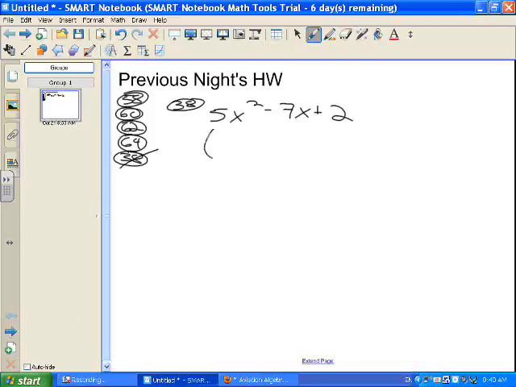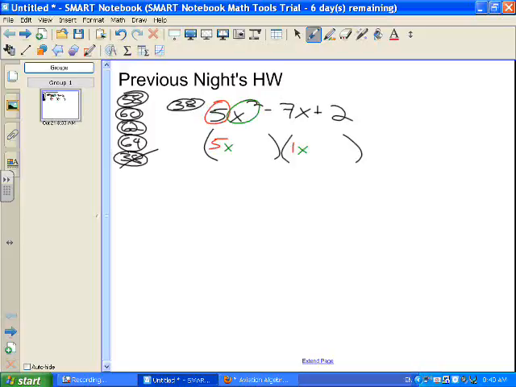All right, let's break this one up. All right, now, let's break it up into different parts. So if I just look at this 5, what do you multiply together to get a 5? 5 and 1. What do you multiply together to get x squared?